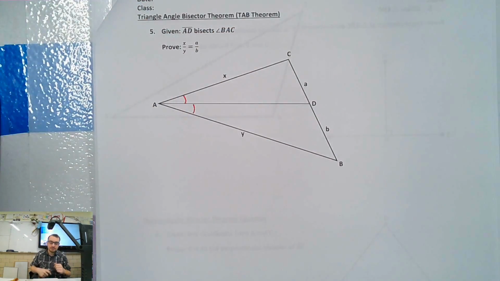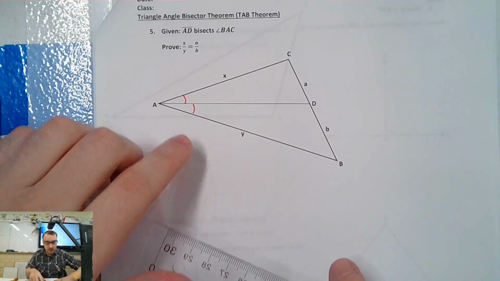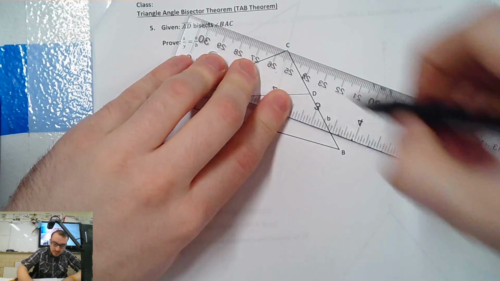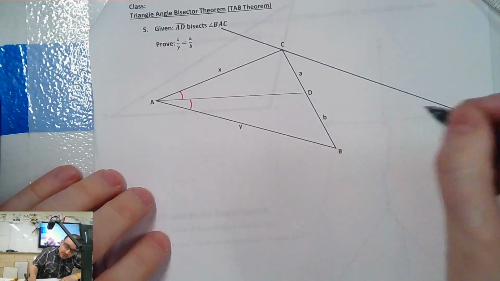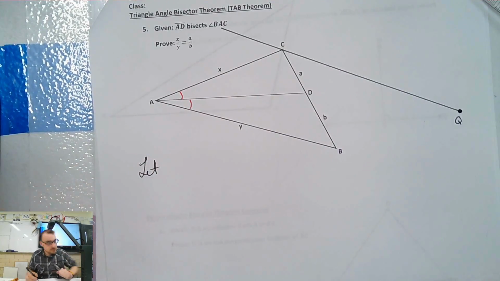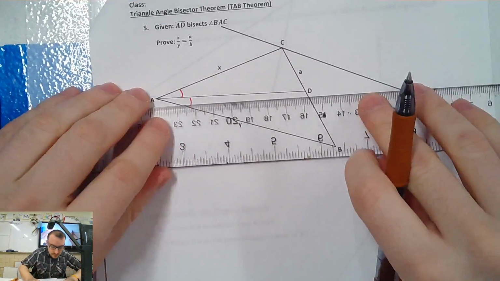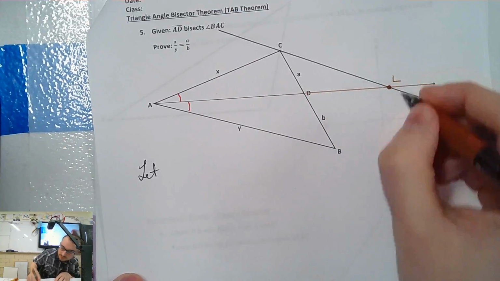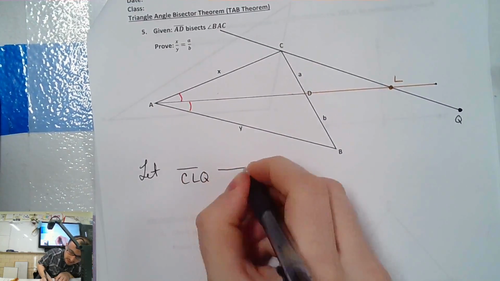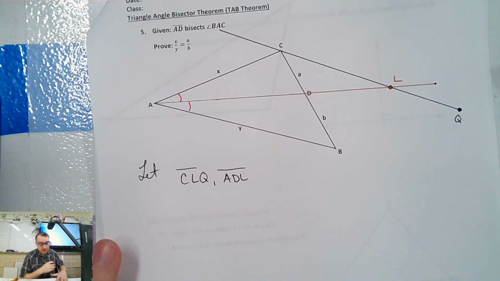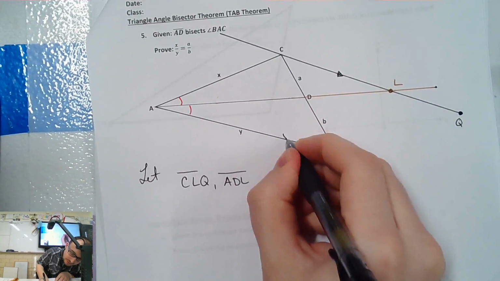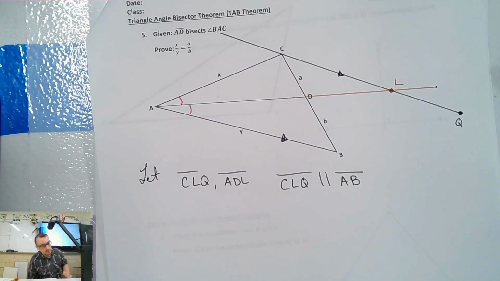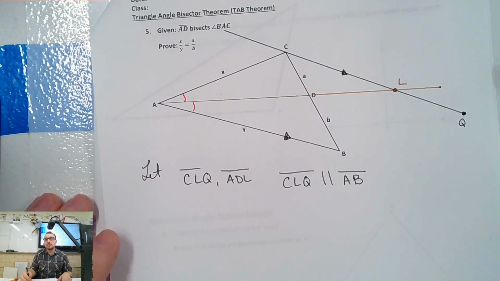So you're going to pick one of your sides, X or Y, and draw a line that's parallel to that. I'm going to pick side Y, which is this guy. I'm going to draw a line that's parallel to that. I'm going to call that CQ. And then I'm also going to extend this guy. Where they intersect, I'll call L or something. So let CLQ exist and ADL exist. We also want this to be parallel to this. So we're going to say that CLQ is parallel to AB. Totally allowed to do that, right? We can draw two parallel lines whenever we want, and we can extend a line whenever we want.